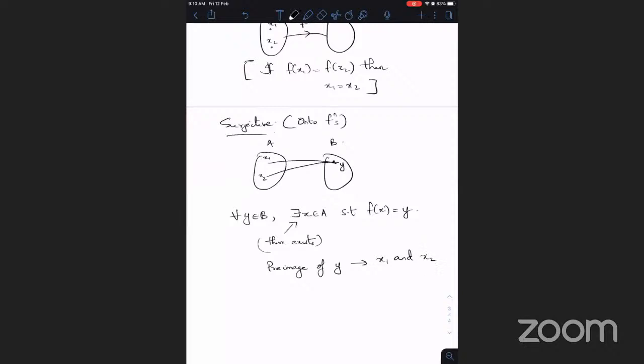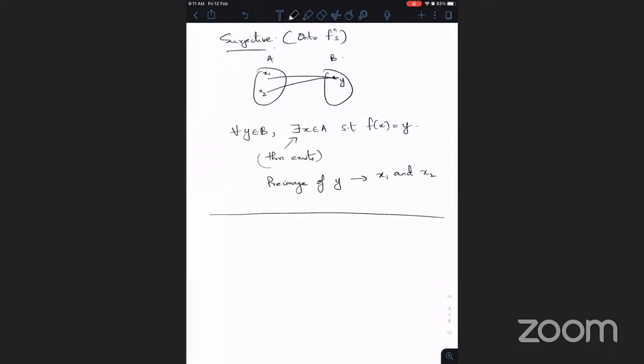But for a function to be surjective or onto, it only needs to satisfy the criterion that there should be at least x1 or x2 as a pre-image. So here we have both, so it's a bonus. For a function to be just surjective, you don't need two pre-images, you just need one. I hope that's clear. So that's a surjective function. Is everyone clear about this? Okay, fine.